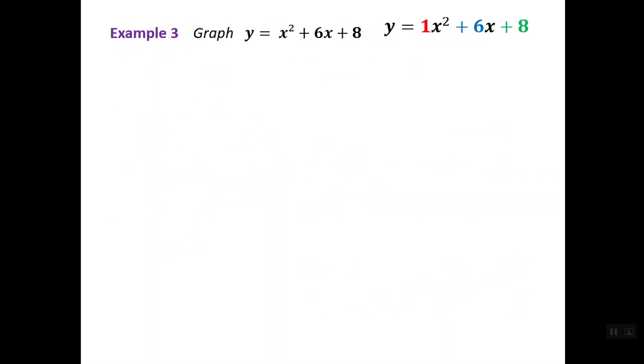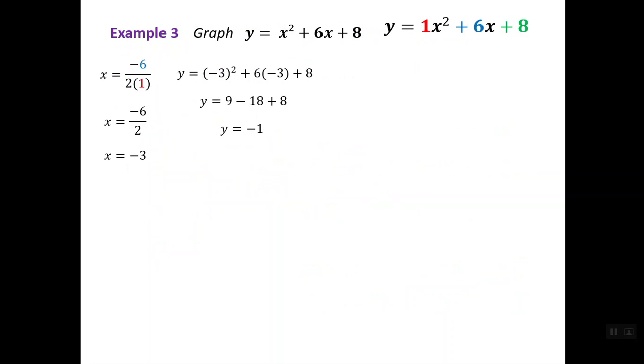So we need to think about our a, b, and c values. a is 1, b is 6, c is 8. And so I'm going to plug in the opposite of b over 2a to figure out the x-coordinate of my vertex. I come up with -3, and then I plug in -3 to come up with the y value of my vertex. Therefore, I know my vertex is the point (-3, -1). We got one point. That's great. But we need to have more points than one to graph our parabola. So we're going to make an xy table.